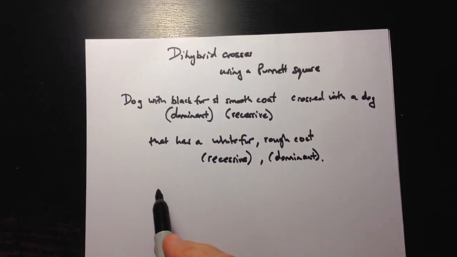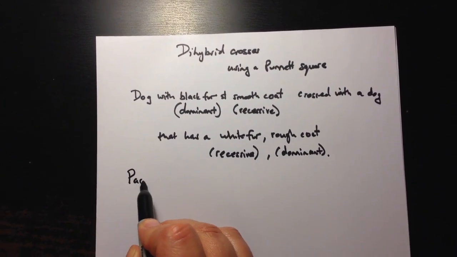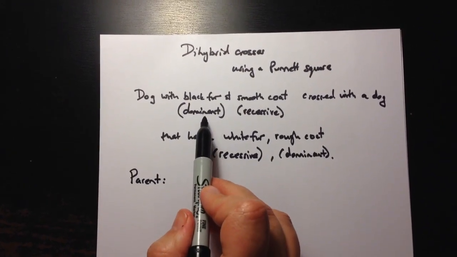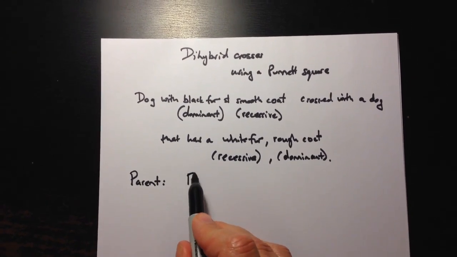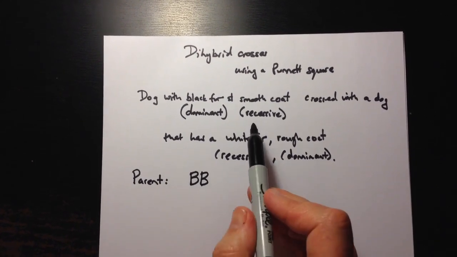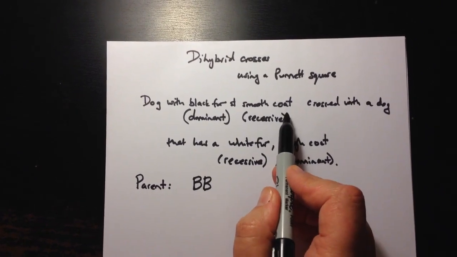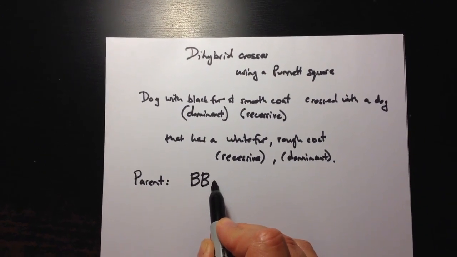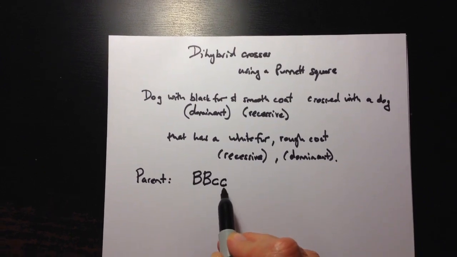Now, the easiest way to do this is to assign genotypes to these two individuals. This is our parent generation that we're going to be crossing. If we know that black fur is dominant and we choose this dog to be homozygous dominant, we are going to use two capital B's. The second trait is the texture of the coat, and it is smooth, it's recessive, so we can use a different letter, say little c for that recessive trait. We use two lowercase letters.